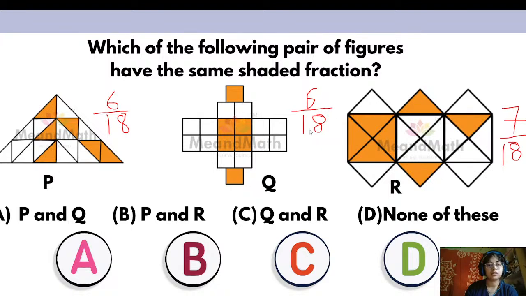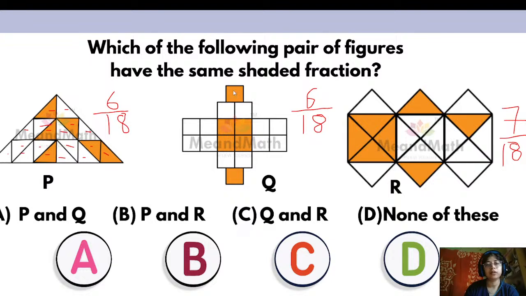Okay, so 18 is the denominator for all. That means each of the shapes is divided into 18 equal parts. Okay, Arohi is still sticking to D. Okay, let's find out. So as you can see, the first figure, which is P, is divided into 1, 2, 3, 4, 5, 6, 7, 8, 9, 10, 11, 12, 13, 14, 15, 16, 17, 18. Very good. So 18 is correct.